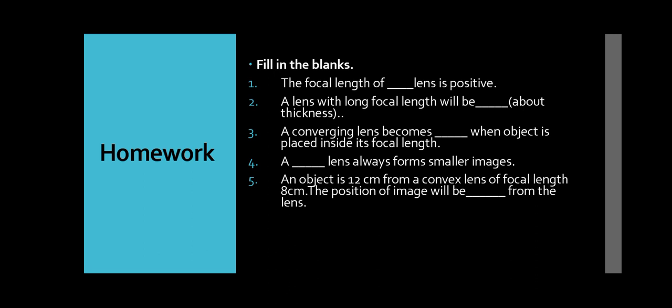An object is 12 cm from a convex lens of focal length 8 cm. The position of the image will be dash from the lens. You have to find out the position of the image. q is required, f and p are given. Don't forget to use the sign conventions for the lens mentioned here.